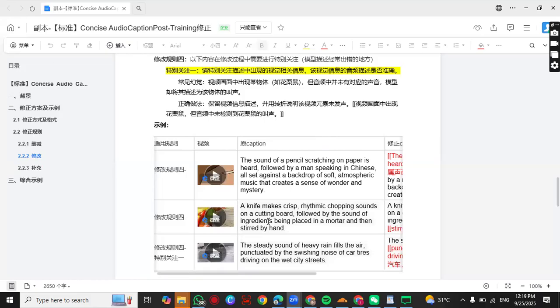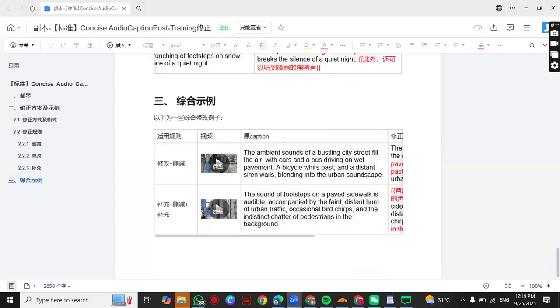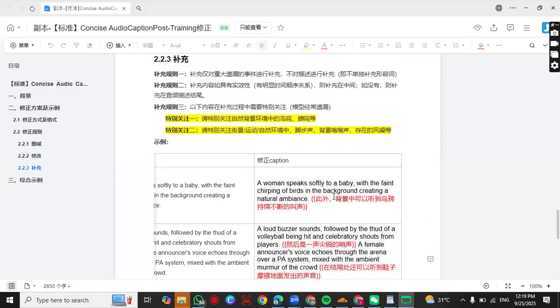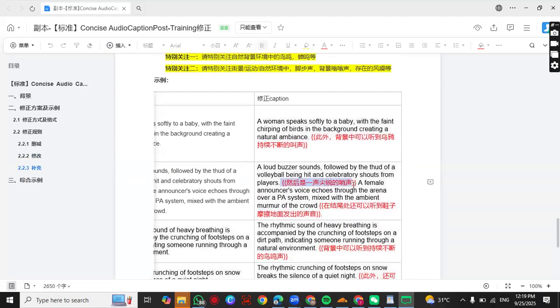See, when they put the sentence of the whistle, you can see they put it in between, right? They put it here because it was followed by the previous ones. So first there was a buzzer sound, then there was a thud of the volleyball, then the celebratory shout, then there was a whistle. Okay, and then the female announcer. So you also have to look at the sequence. For example, if a dog is barking at the end of the video and it is mentioned in the beginning, this is wrong. You should follow the sequence.